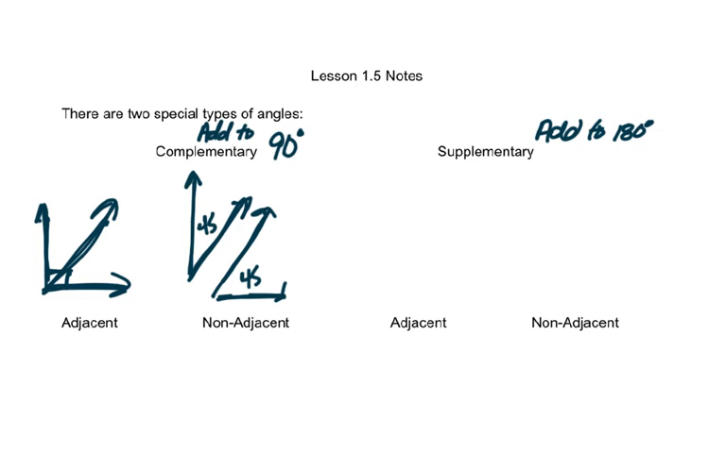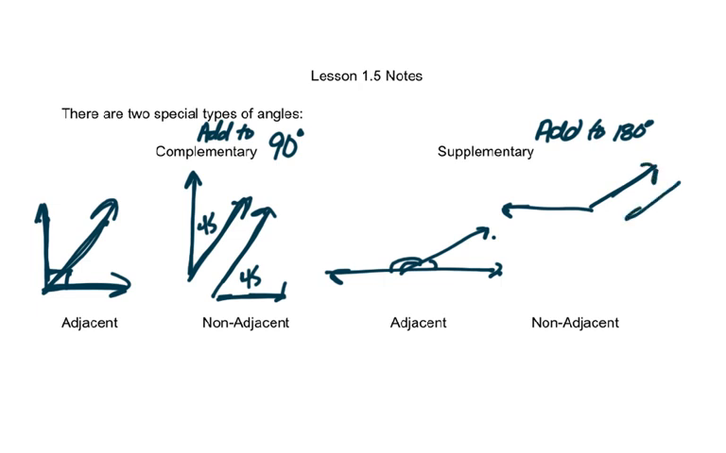And then for supplementary angles, adjacent, so they make a straight line, right? And adjacent means you got one here, and together they add up to 180. And then non-adjacent would be the same two angles. Wow, that is not straight at all. But now they're not touching. They are still the same angles, but they'll add up to 180 even though they're not touching each other. And that's the idea. Complementary 90, supplementary 180.